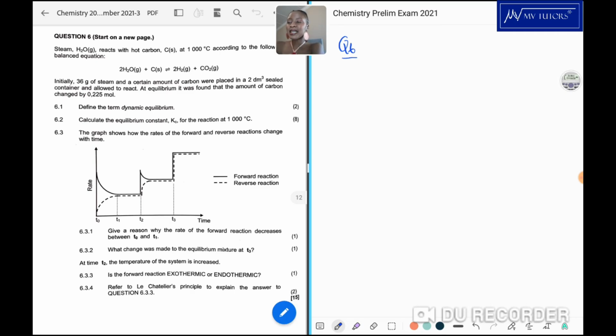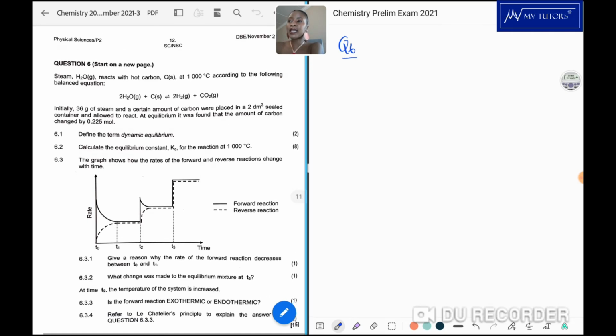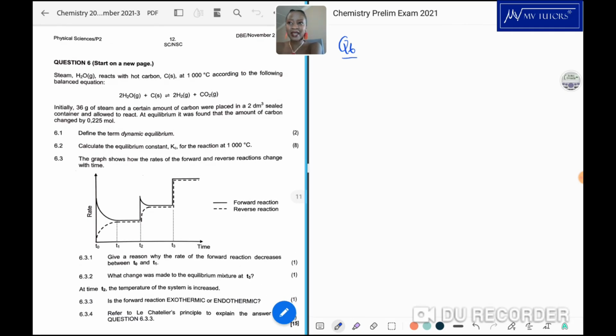Alright, so it says steam, water in gas form, reacts with hot carbon at 1,000 degrees according to the following balanced equation. So it's already balanced, we don't need to balance it. Initially, 36 grams of steam and a certain amount of carbon were placed in a 2 cubic decimeter sealed container and allowed to react. At equilibrium, it was found that the amount of carbon changed by 0.225 mole. So 6.1, define the term dynamic equilibrium.